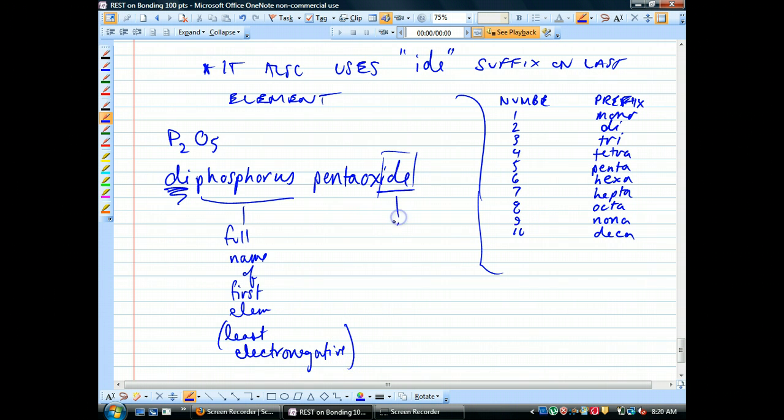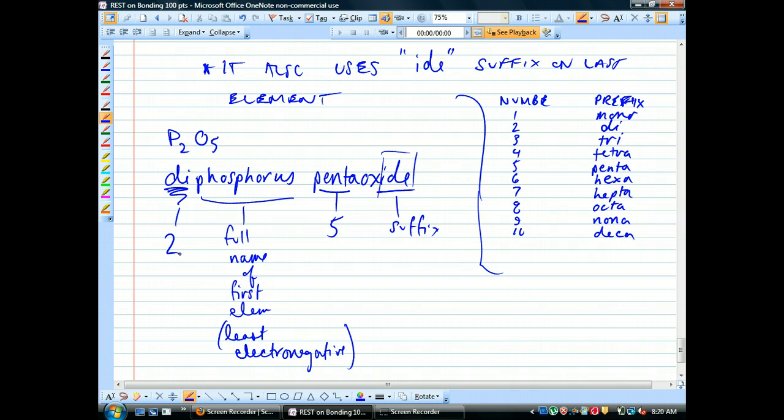And then we use the suffix IDE, and these prefixes tell the number of each thing. So you see how this is much simpler. Once you know how to use the Greek prefixes, you know how to slap IDE on the end of the word. You don't have to figure out charges. You don't have to figure out charge balance. You don't have to figure out anything, actually. It basically tells you exactly what to write. Diphosphorus, P2. Pentaoxide, O5.